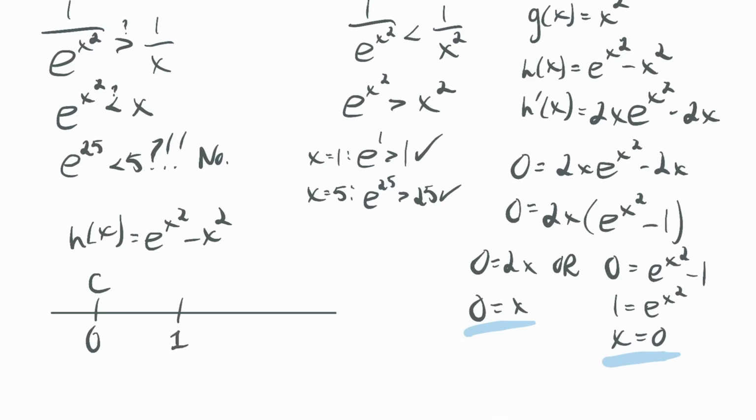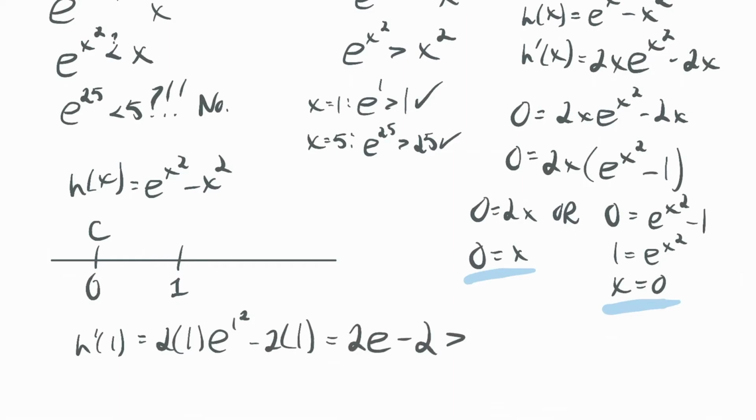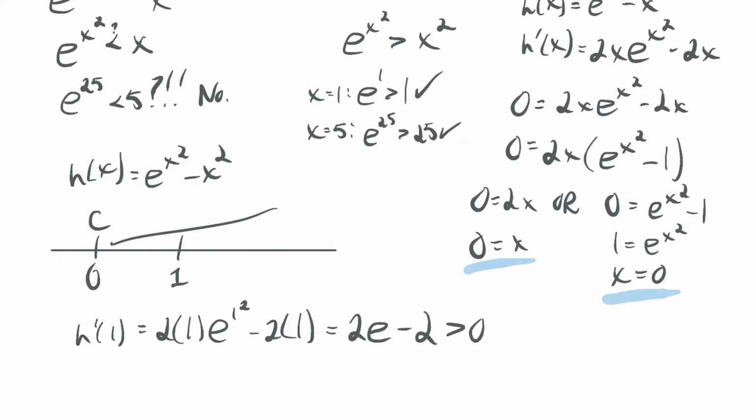So how about at 1? Is the function increasing or decreasing? Well, h prime of 1, right? This is going to be 2 times 1 times e to the 1 squared power minus 2 times 1. So 2e minus 2. Hey, that is positive. This function is only increasing on that interval. So the difference between the two functions only increases as you go from left to right on the graph.